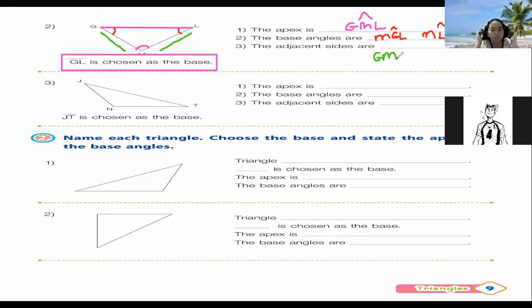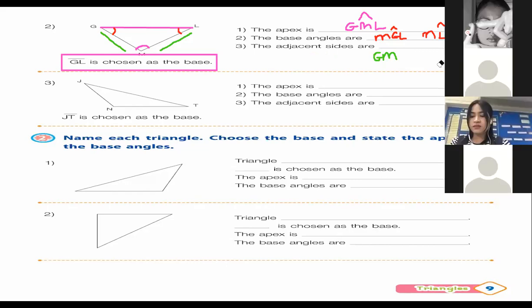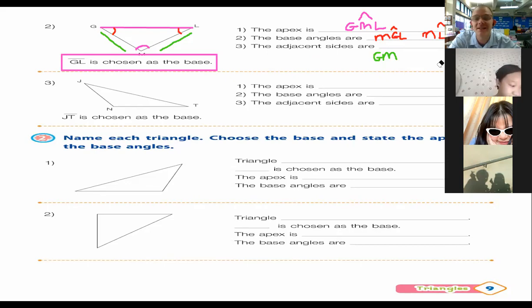What do we put above GM? Do we put a roof or a line? The line. Why? Because it's the name of a line. It's correct, Tom. Very good. It's a correct answer. It's the name of the line. So that's why.